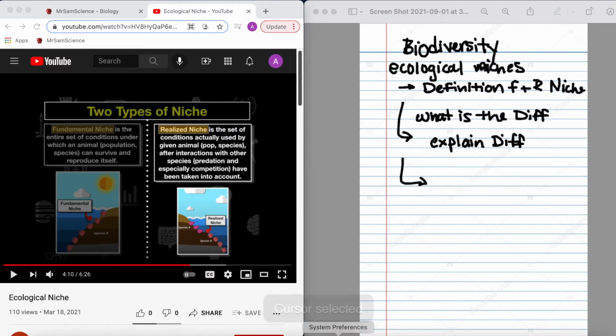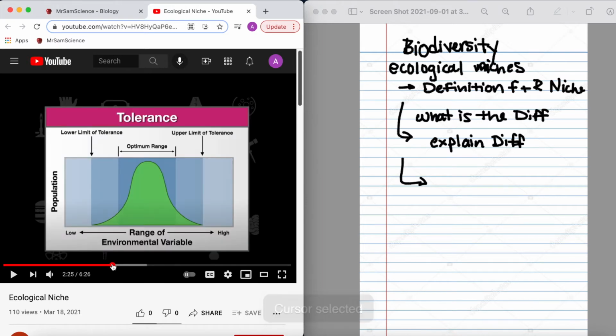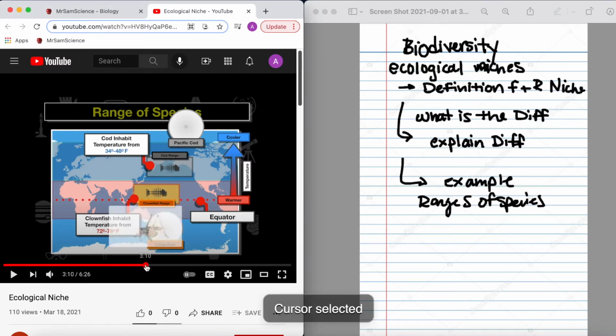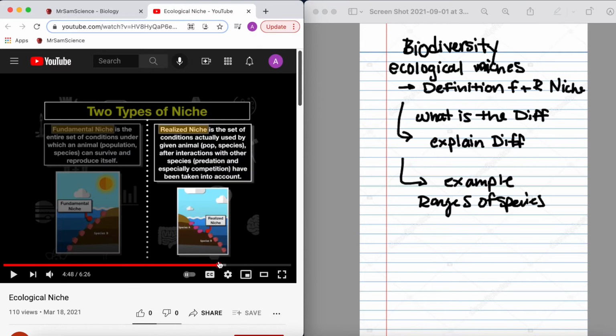If we were to skip all the way back to when we were talking about ranges and tolerances, it would give the example of the range of species, the difference between the clownfish and the Pacific cod. So in this section, I would say, here is an example of niches where we would see different ranges of species. The goal here is to think about what some of the test questions are that I'm going to be asked to answer, and what the fundamental key things are that I should be taking away from this video.